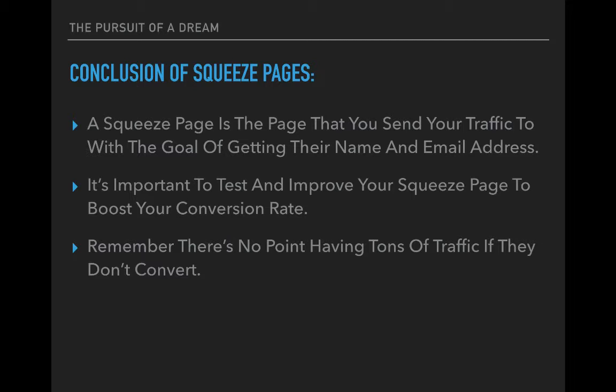Remember that there's no point in having tons of traffic if they don't convert, so you can't just have a crap squeeze page. It has to look half decent so that when people land on it, it looks professional and they actually want to subscribe and sign up for your ebook, for them to end up on your email list. I know it's kind of a hard point where you don't know which way to go, but it needs to be good enough, but it doesn't have to be perfect, so don't waste too much time on it. And that pretty much concludes squeeze pages, so I hope that's helped you out.